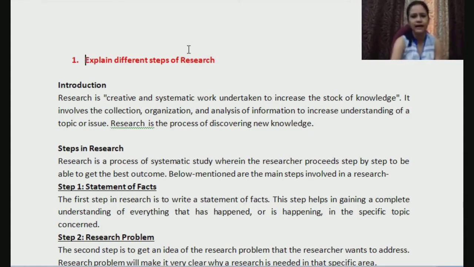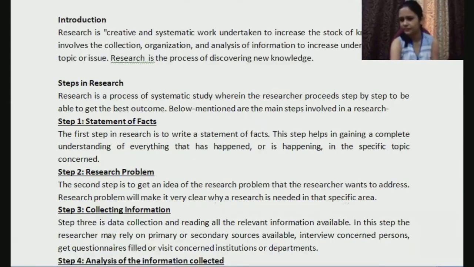So steps are going to be the same whether it's research or legal research. You can accordingly give one intro and then move to steps in research. All right. Okay, ma'am. Understood.